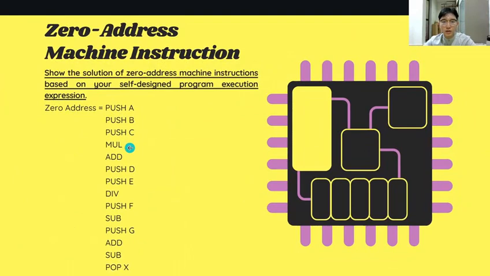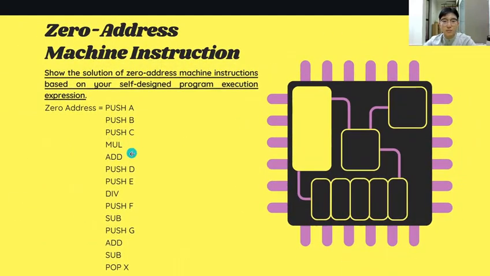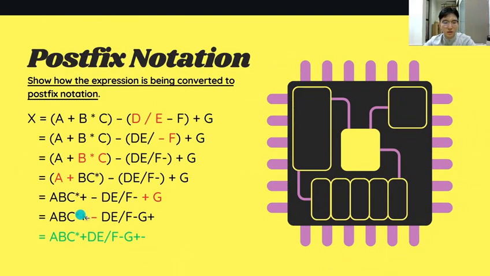For the operator, we don't have to put the word push to represent its instruction. Instead, we can just specify it by the opcode. So we can just put MUL to represent multiply. For the next one, we have a plus. For plus, we can just put the opcode add to represent its instruction.